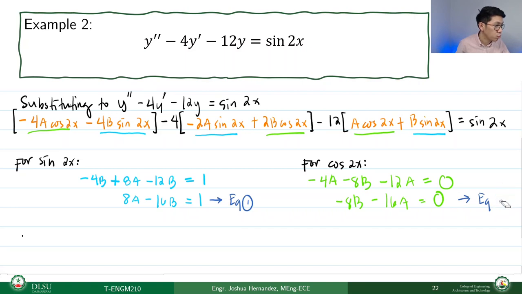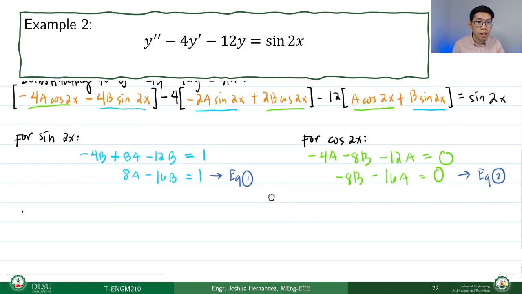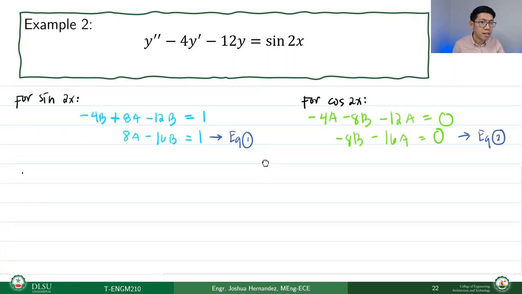I'm sorry, equation 2. Okay, so now we have two equations and two unknowns. 8a minus 16b equals 1 and negative 8b minus 16a equals 0. How are we going to solve for a and b here? Since we have two equations and two unknowns, this can be computed by systems of linear equations. And one tool that we can utilize to make this happen is our calculator. Yes, our calculator is capable of solving simultaneous equations.